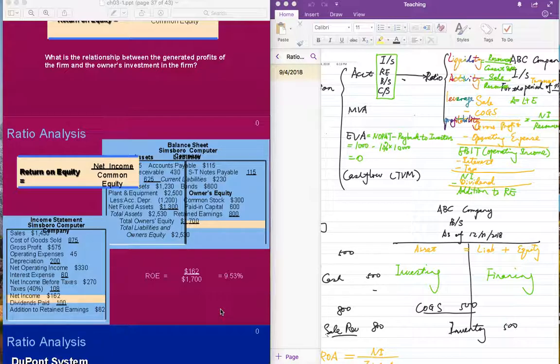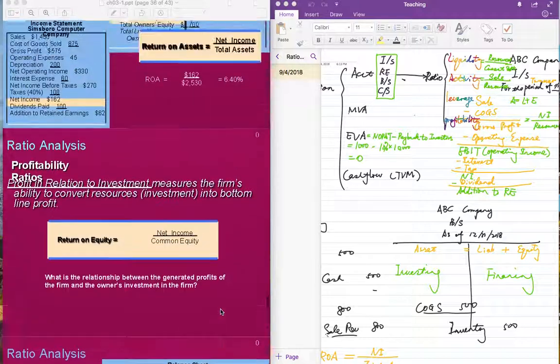We have to compare with the benchmark. Okay, so that means you got $9.50 of return out of every $100 investment in this firm. Good or bad? Depends on the comparison.